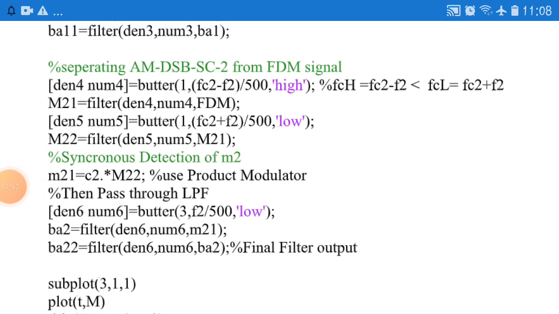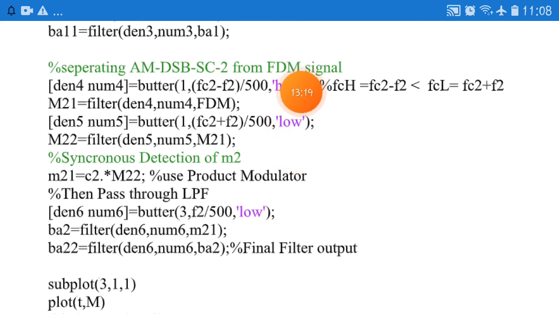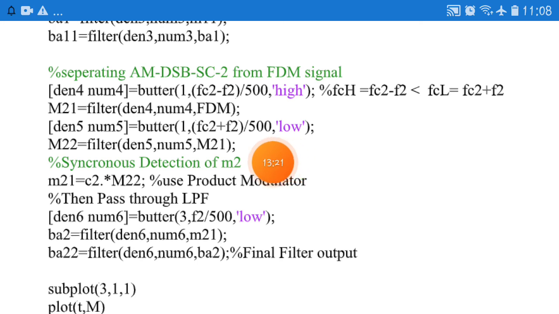The same thing applies for separating the DSBSC2 from the FDM. First of all, you have to call the high pass filter and the filter function, and call the Butterworth low pass filter, same as in DSBSC1. You have to call the high pass filter and low pass filter. So finally we will get AM22, that is DSBSC2.